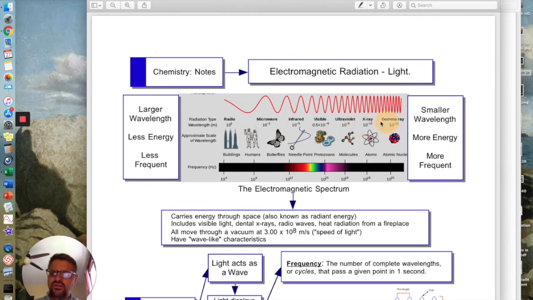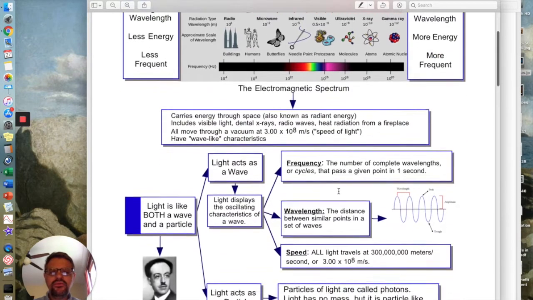When we get down to these things, these can do a lot of damage because they have a lot of energy. Ultraviolet light, for instance, causes sunburn and can mutate your DNA because the waves are so small, it carries more energy.